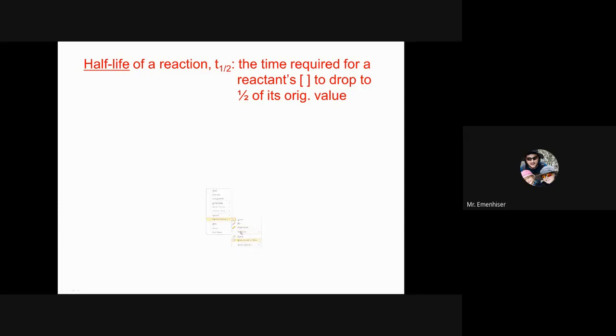Okay, so I hope that helps with what a half-life is. It's the time it takes for half of the initial concentration of the reactants to decrease or be consumed so that it's got half of its original value.